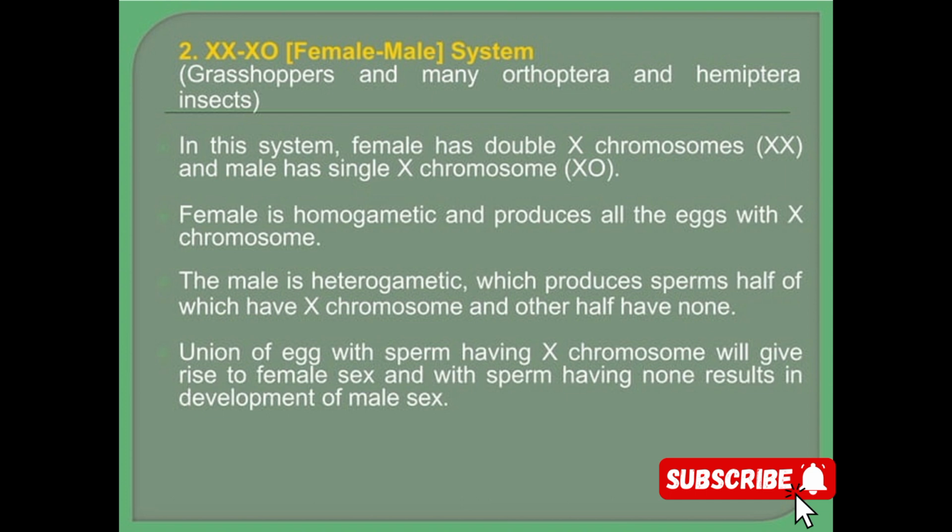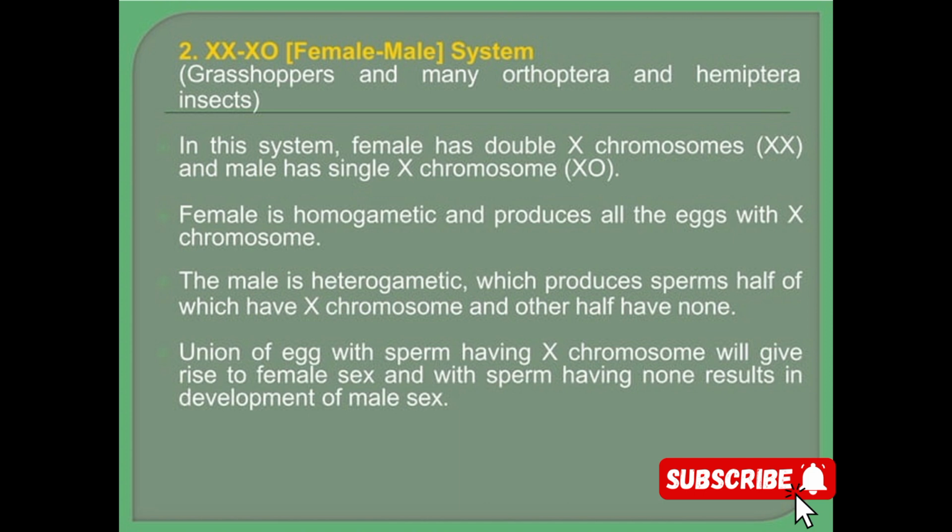XX-XO female-male mechanism. Here the female is homogametic, producing the same type of ova, and each ovum contains an X chromosome. The male produces two types of sperm. One sperm contains an X chromosome, and the other sperm does not contain any sex chromosome. The sperm in which no sex chromosome is present are known as nullogametes. So here the sex of the individual is determined by the type of sperm combined with the egg. So we can say that the sex of the individual is determined by the sperm.